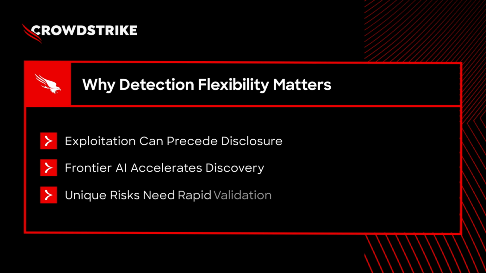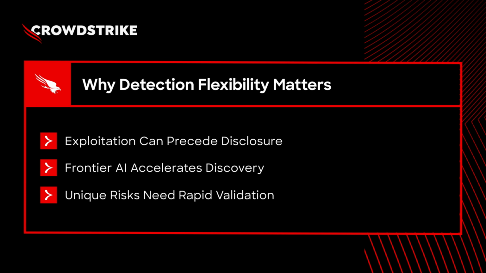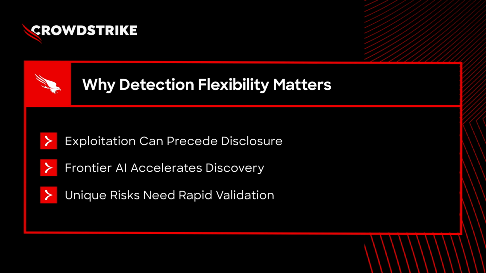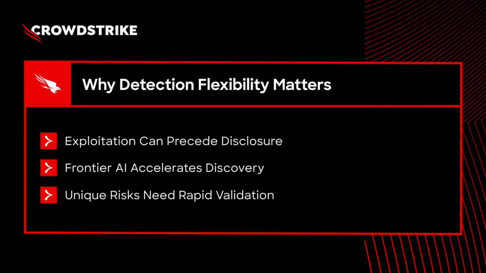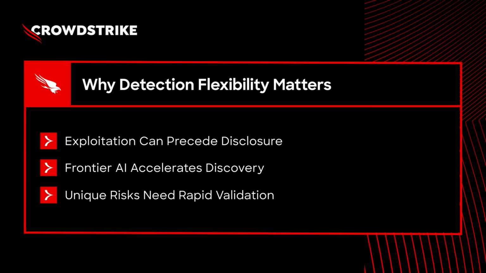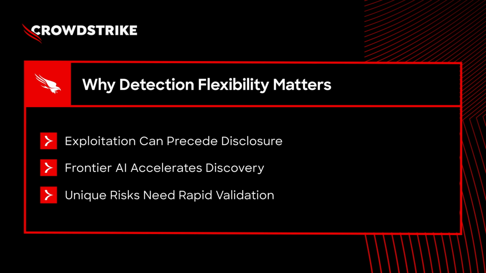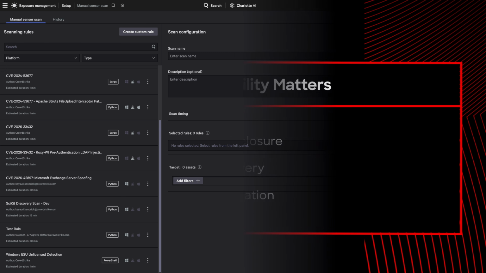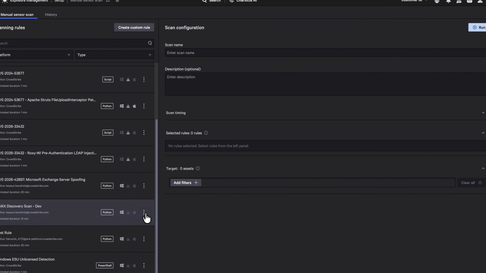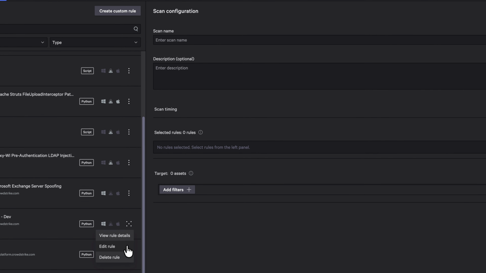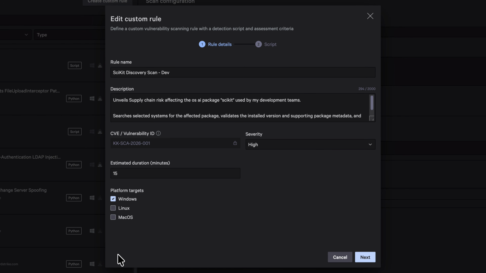Security teams need to rapidly validate unique risks, like 0 days, supply chain issues, and proprietary software without waiting for public CVEs. Custom vulnerability detection gives them that flexibility. With custom vulnerability detection through manual sensor scan, Falcon Exposure Management gives customers the ability to create targeted vulnerability checks using their own research and knowledge of the environment.